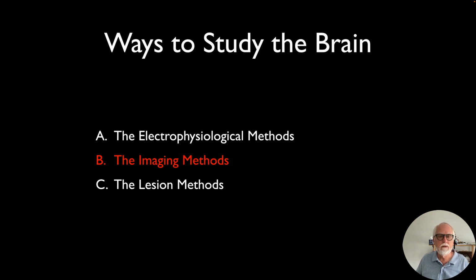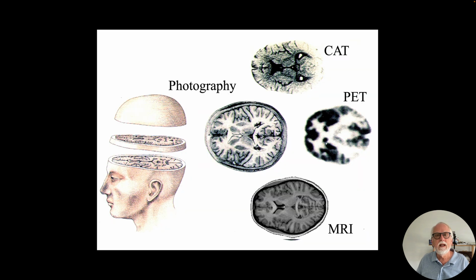Now we're going to move on to imaging methods, where we can take pictures of a person's brain. And we have lots of choices here. You could just do photography. You could take pictures of a brain after an autopsy has been performed, or you have a cadaver or something, and you could look at all the brain slices to look at the brain.